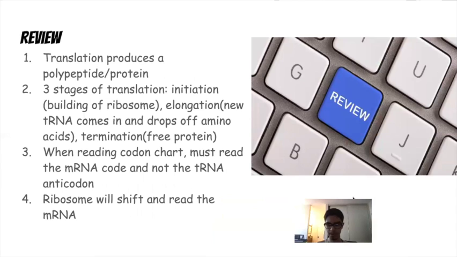But before we end the video, just a quick review. Very first thing that is important is that translation produces a polypeptide, which would become a protein, a finalized protein. The 3 stages of translation are initiation, elongation, as well as termination. When reading the codon chart, you must read the mRNA code. Always keep that in mind.